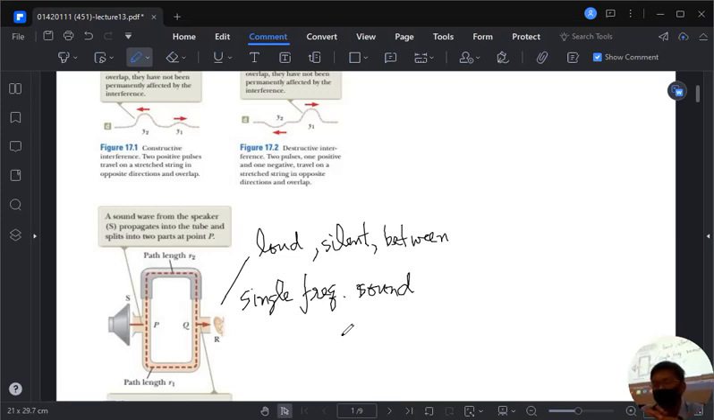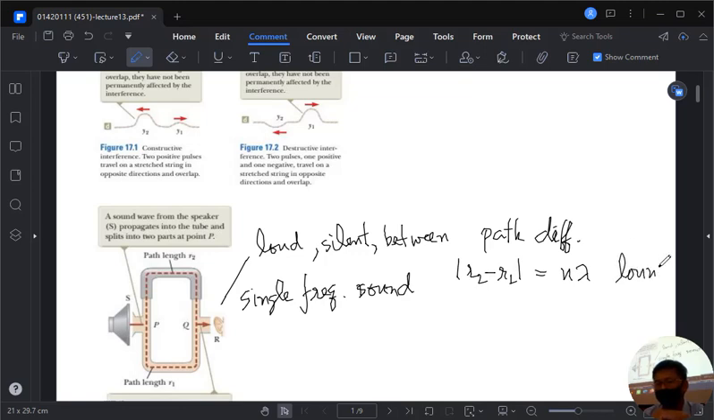It depends on where the tube is at, which pretty much means the path difference. We call it path difference, that's the difference in the length of the path. If the path difference is n lambda, we get loud noise. It's loud when it's n lambda, sorry, with an n, of course. When it's (n plus a half) lambda, it's silent, or maybe a little bit dim in nature. Not so loud.